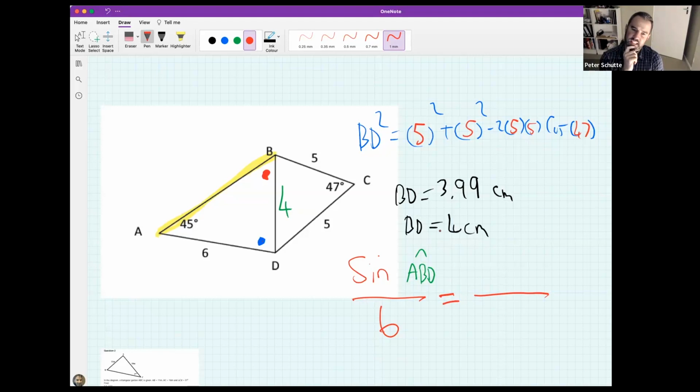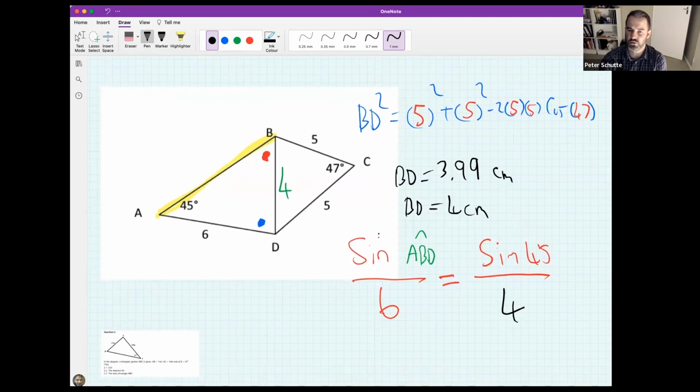We can find D using 6 and 4. I don't think we can find D using 6 and 4. So I think we should go the sine of 45 over, so sine of 45 over 4. Yes, Bonga Corsi. Okay, so you can see how these questions become a little bit more intricate because of this.